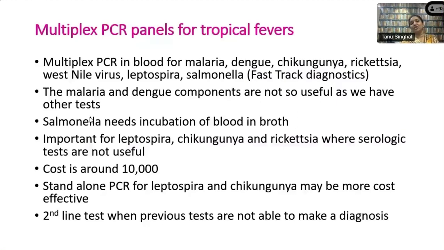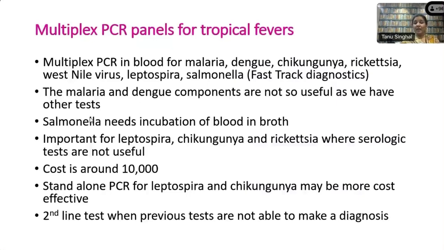You have the malarial antigen test or the peripheral smear, and you have the NS1 antigen. Salmonella, unfortunately, the diagnosis is not good on the tropical fever PCR. PCR tests for salmonella have really not worked well. So therefore, this panel is mainly important for lepto, chikungunya, and rickettsia. And the cost of the panel varies from 5,000 to 10,000.